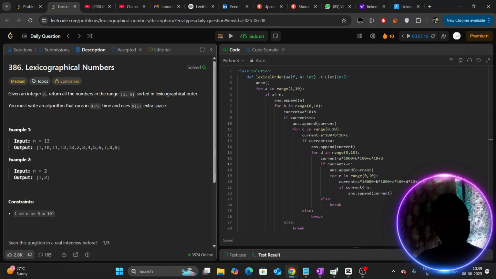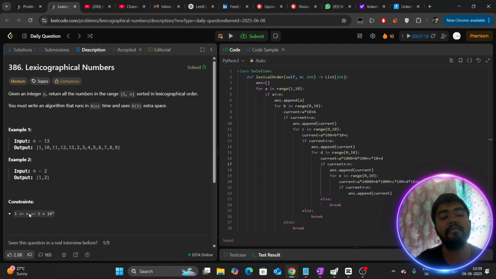So, your constant can be as big as 5 into 10 raised to the power 4. That is the largest constant, like your n can be 5 into 10 raised to the power 4, from 1 to n. That is the range of your n, right? So now, if you focus on this particular constant, 5 into 10 raised to the power 4.